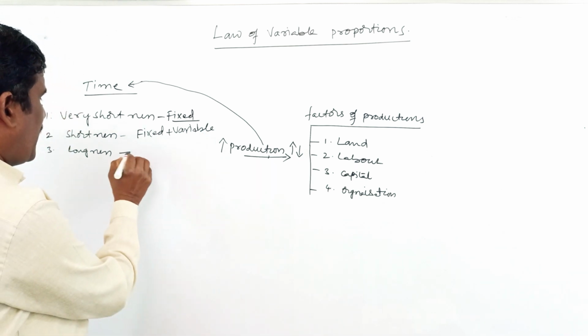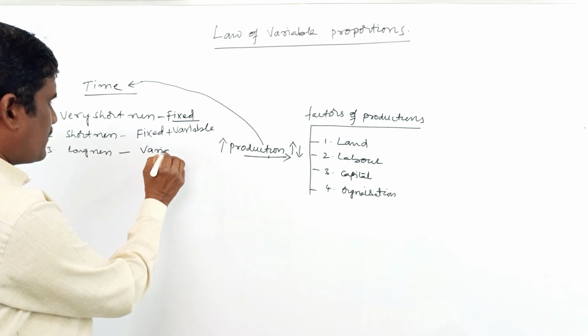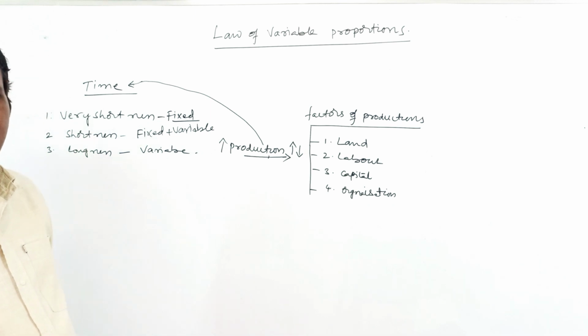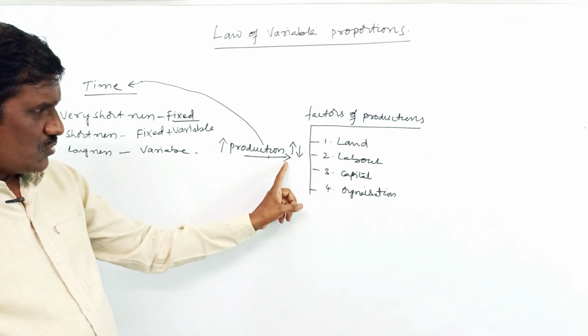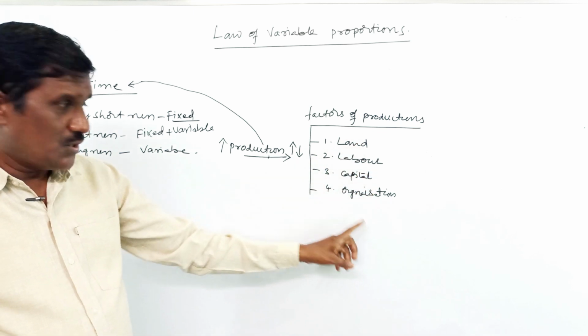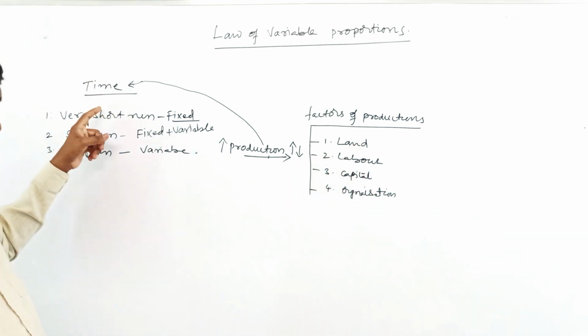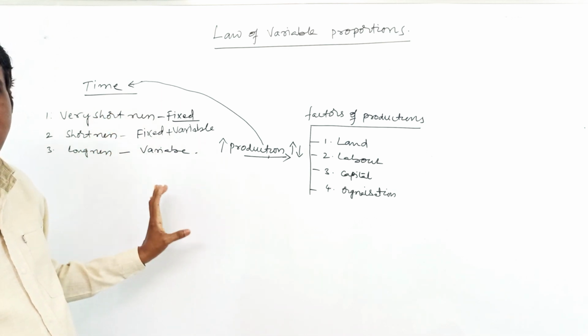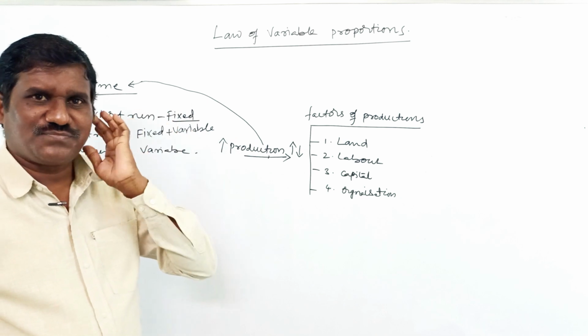Then in the long run all factors are variable factors. Clear? To increase the production, we need factors of production. To increase the production, time is also very important. The time element also determines the production.